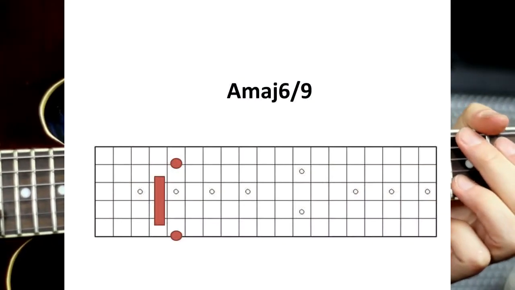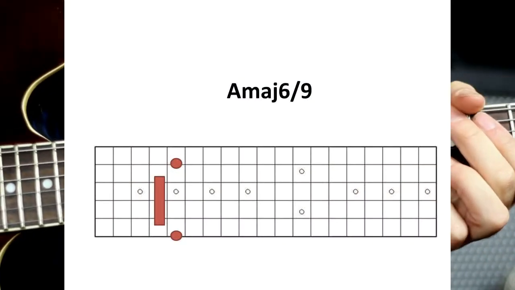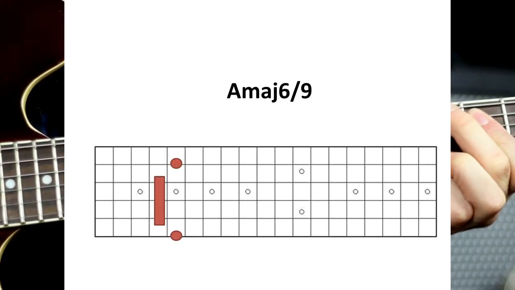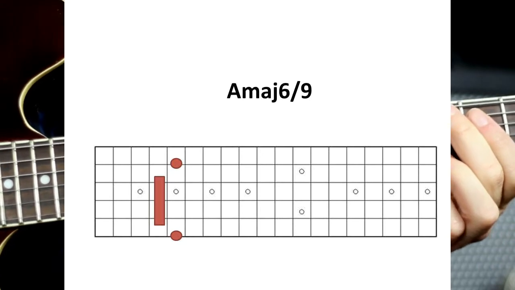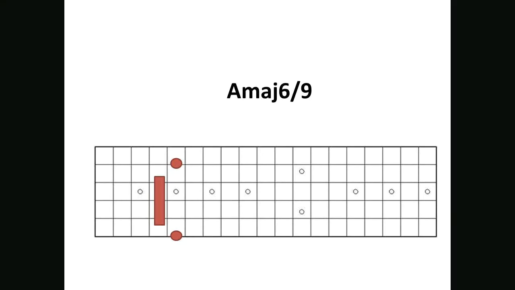Now a super rich voicing with the root on the bottom E string that contains both the 6th and the 9th is this one here. This is an A major 6-9, and if you play that in your guitar shop you're sure to make people turn around. See how nice it sounds. A major 6-9.